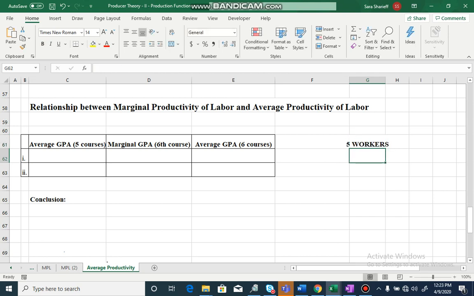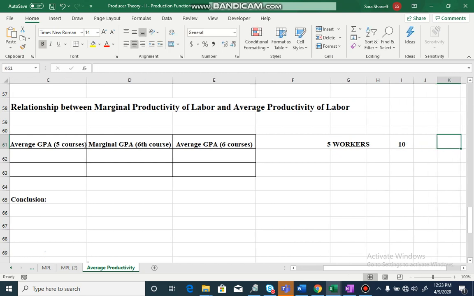The 5 workers working in the restaurant together produce 10 plates of a menu item. So their average productivity, on average how many menu plates each worker is making, is 10 divided by 5, which is 2, right? This is what average productivity is: total productivity divided by total number of workers.